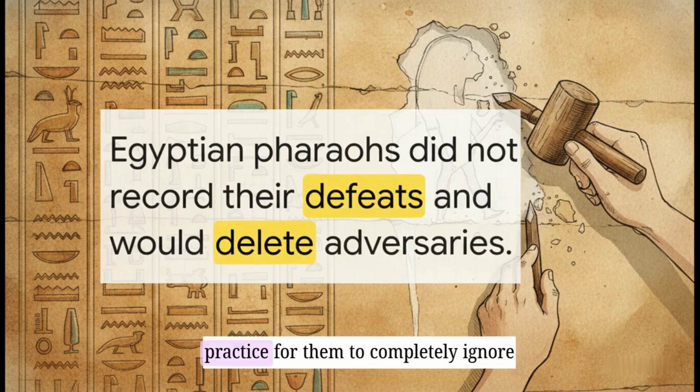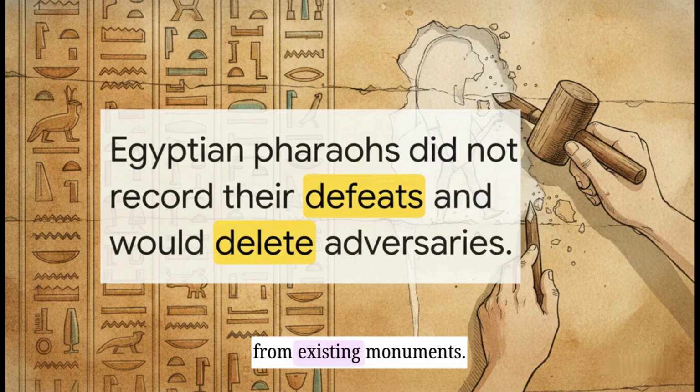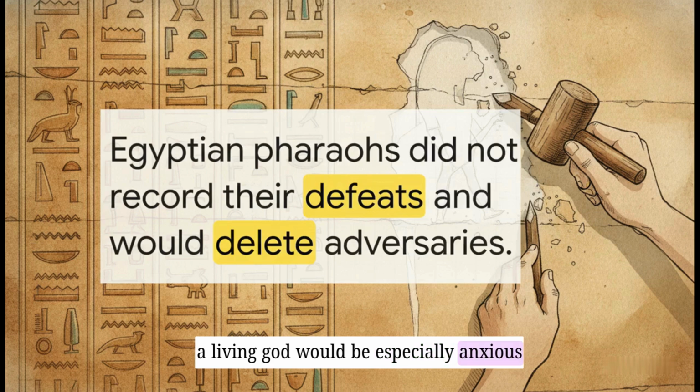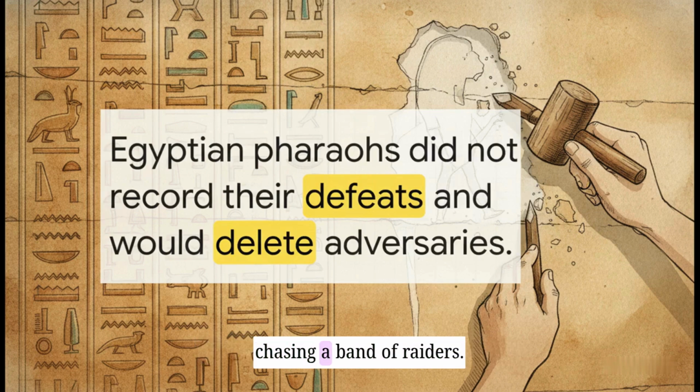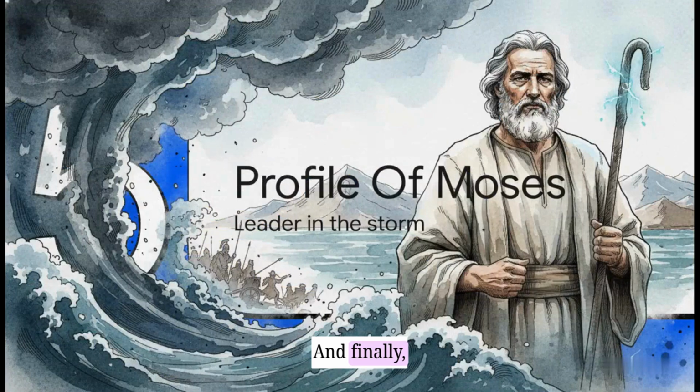It was actually standard practice for them to completely ignore their defeats in official records. They would literally go back and chisel out the names of traitors and political adversaries from existing monuments. A pharaoh who was considered a living god would be especially anxious to cover up the fact that his magnificent army was destroyed while chasing a band of runaway slaves. When you look at it that way, the complete lack of an Egyptian record is exactly what historians should expect to find. And finally, Section 5, the profile of Moses, the leader in the storm.